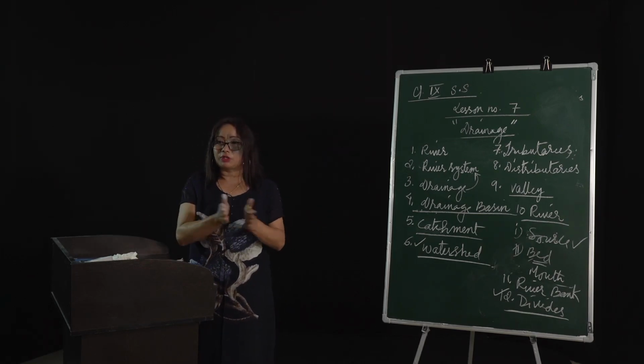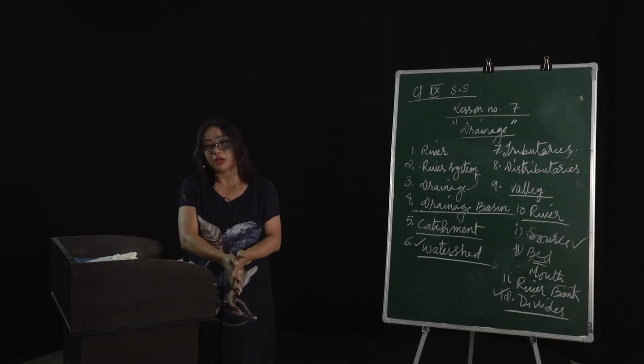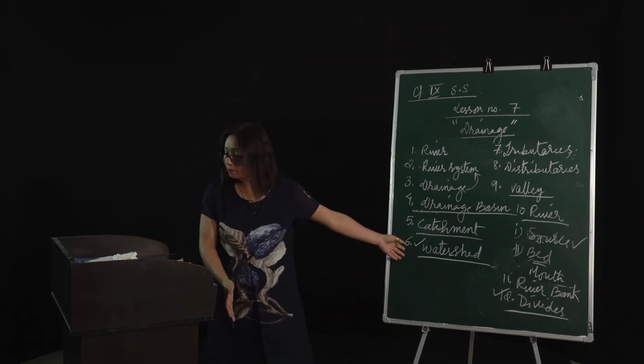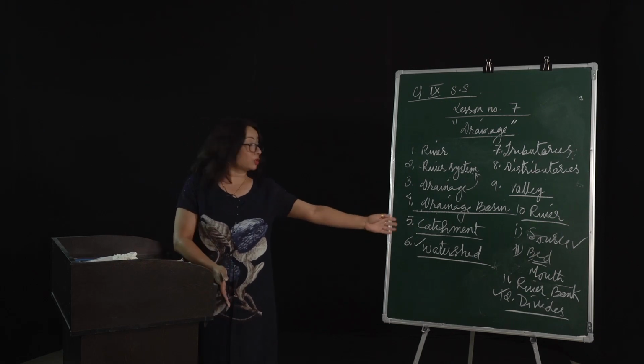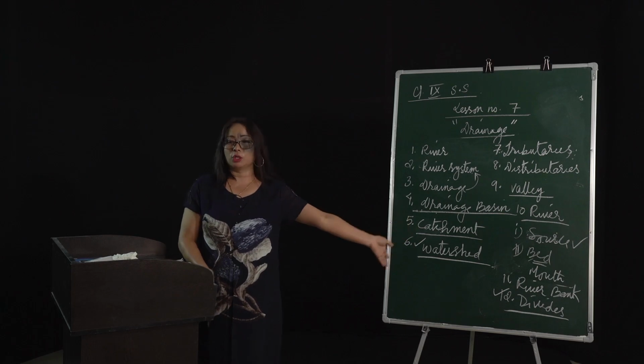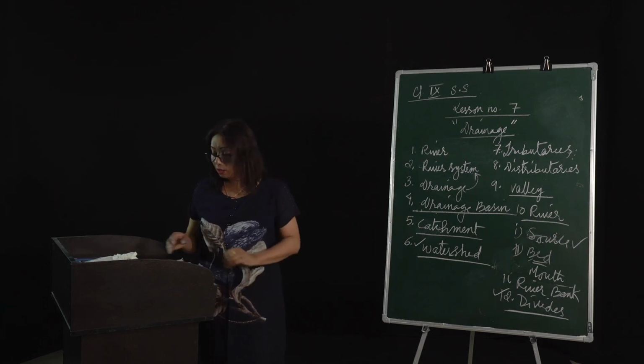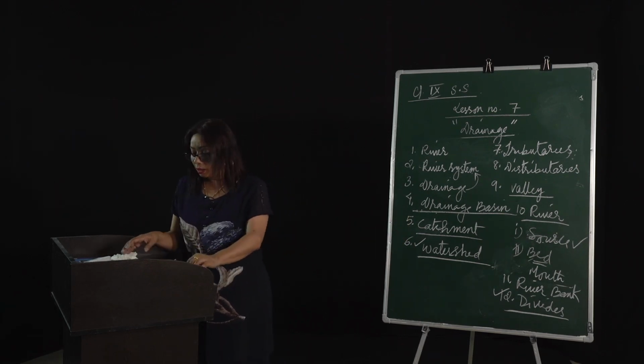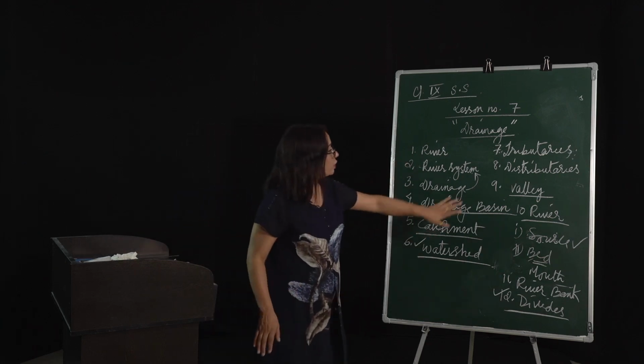So divides is the height of the land, the higher level of the land that separates the river, and sometimes divides are also called watershed. Why? Because the watershed, or the boundary, that obstruction, decides in which direction the river will flow. Those are the terms that you have to be very clear about.